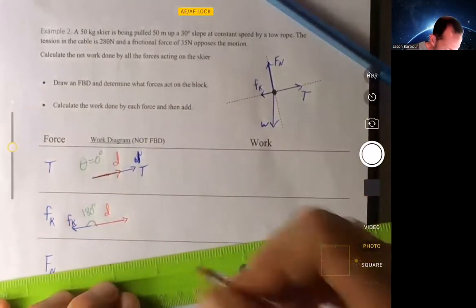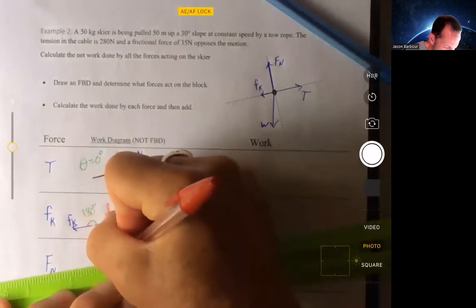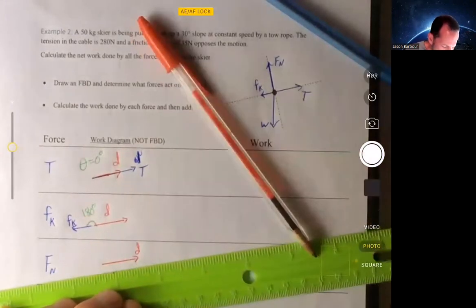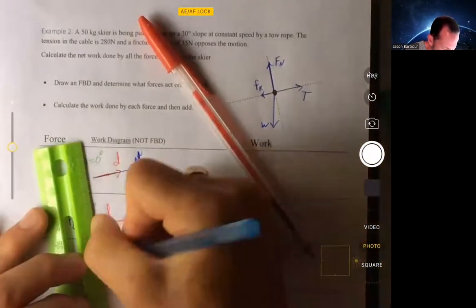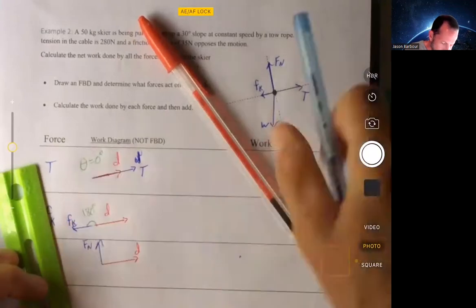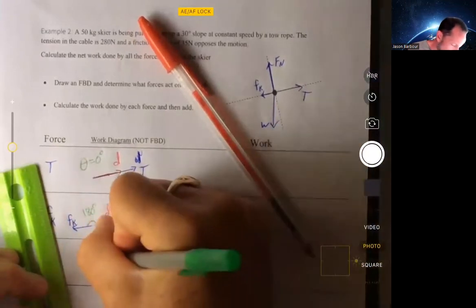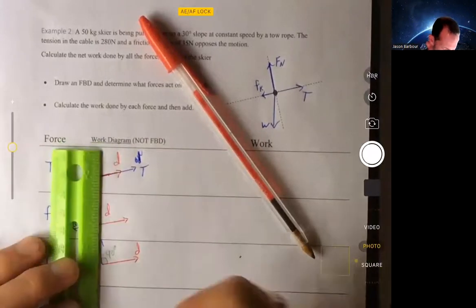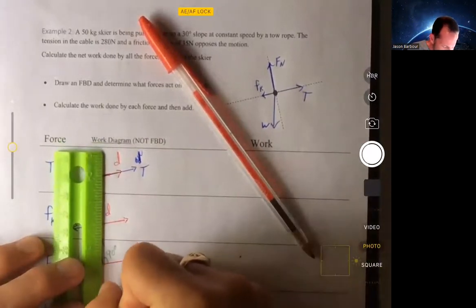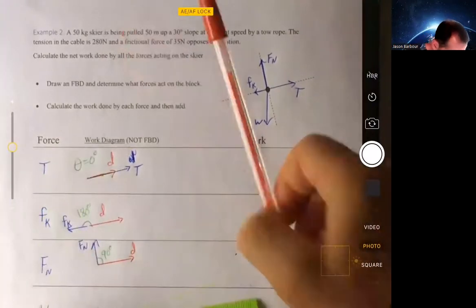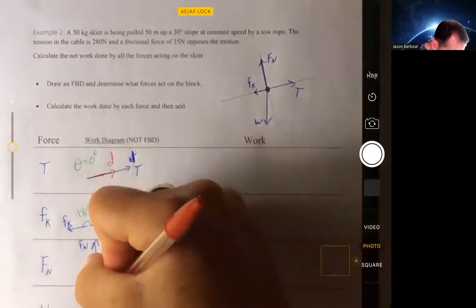All right, for the normal force, again, drawing the displacement in the actual direction of the displacement and the normal force in the actual direction of the normal force. And then the angle, 90 degrees. And the weight is going straight down. And the displacement is going like this.